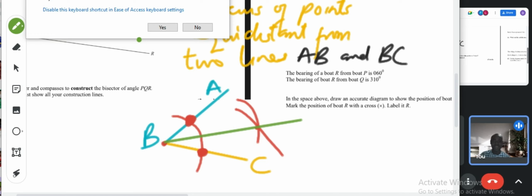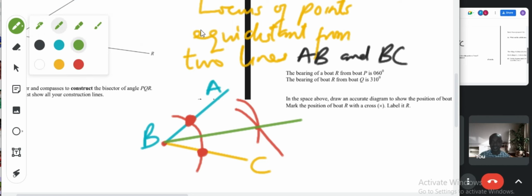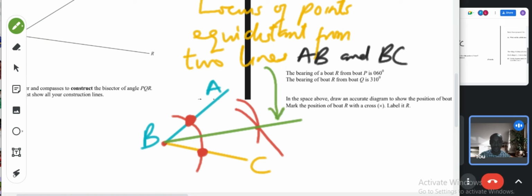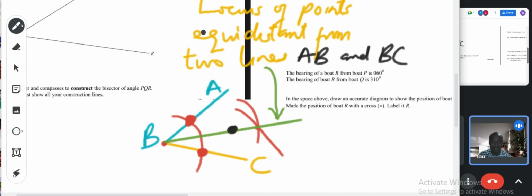You see this green line? That's the locus of points equidistant from line AB and line BC. Because anywhere you are on this green line, for instance, if I'm on this position, I'm dotting it as black, the distance from here to here will be the same as the distance from here to here.